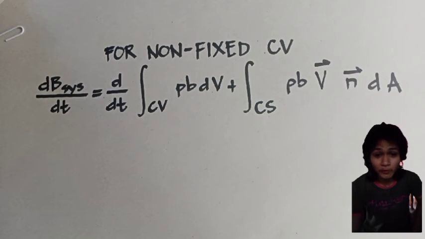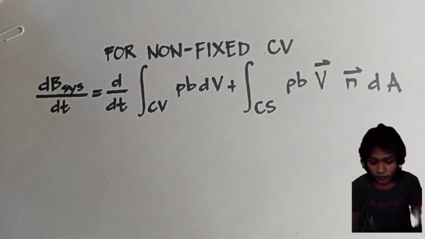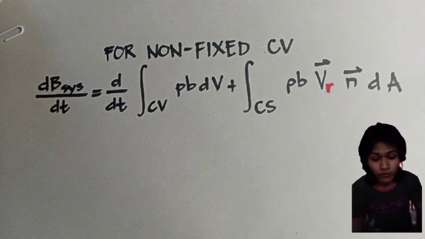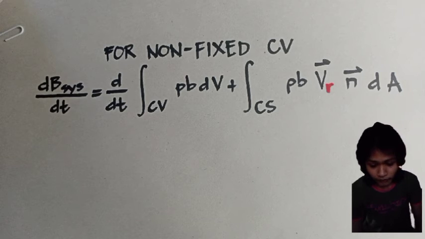For the Reynolds transport theorem for a non-fixed control volume, we need to derive the equation from the fixed CV equation, as shown on the screen. In a non-fixed control volume, note that we replace V by V sub R in this version of RTT, where V sub R is the relative velocity, whose equation is shown.